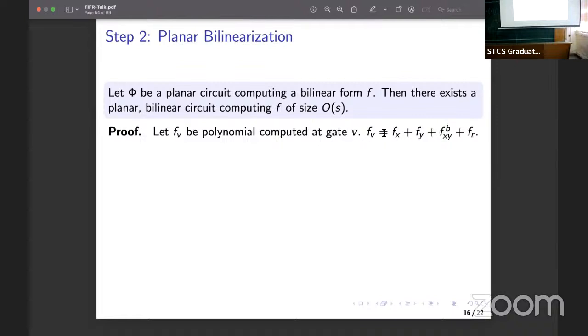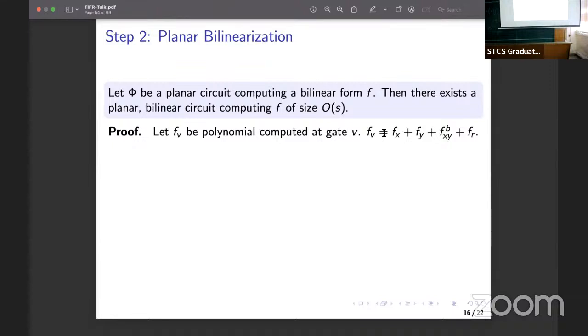So let's consider some gate in the original circuit. What do we want to do? You're given a planar circuit which computes a bilinear form. I want to construct another circuit which is planar and also has the property that in any product gate there are two children. One computes a linear polynomial x, the other computes a linear polynomial y. And I should have only a constant blowup in size.